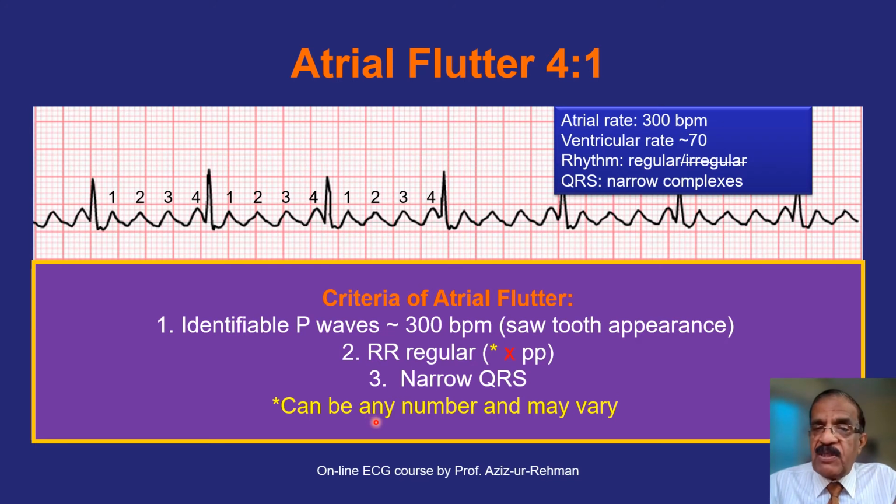Narrow QRS complexes, unless the patient has additional or pre-existing bundle branch block, conduction aberration, or anomalous pathway. This I have already explained earlier. So this number can be any number, 2, 3, 4, 5, depending upon what level of block is in the AV node. So these are the diagnostic criteria. I hope I have made the concept of atrial flutter clear.